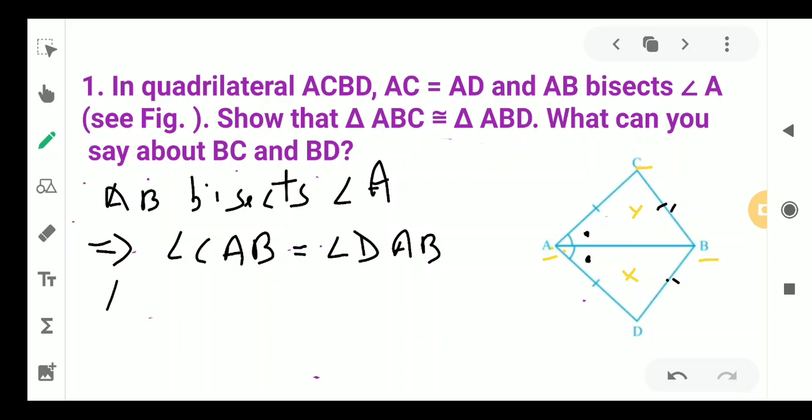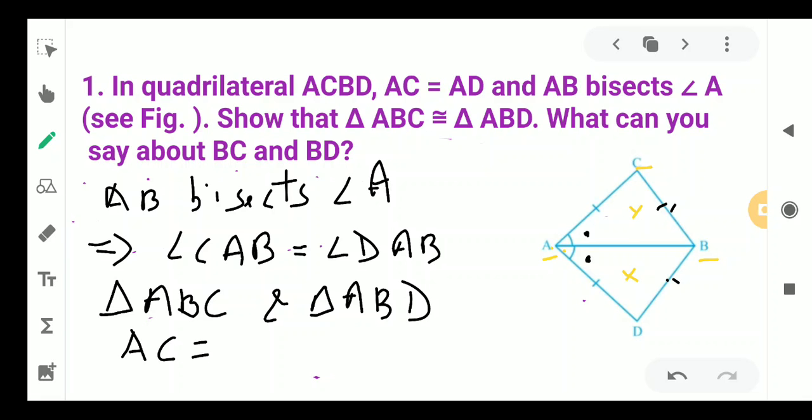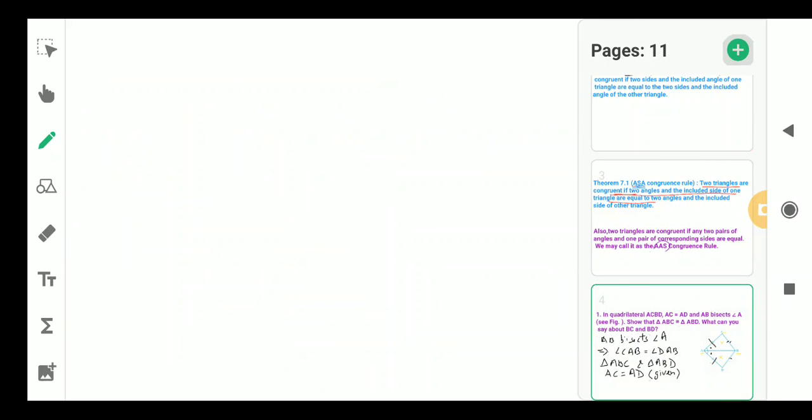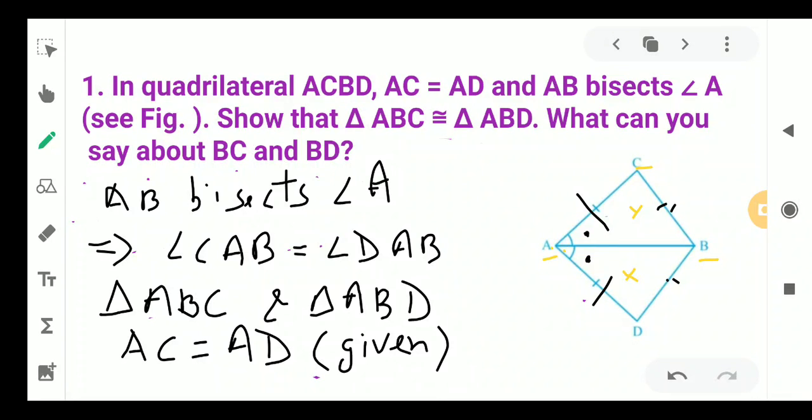Now let me take the two triangles which we have to prove congruent. So triangle ABC and triangle ABD. Now we can see here in both the triangles side AC equals AD. This side equals this side, this is already given here. Then we can say AB is common to both, and angle CAB equals angle DAB, which we have shown right now.